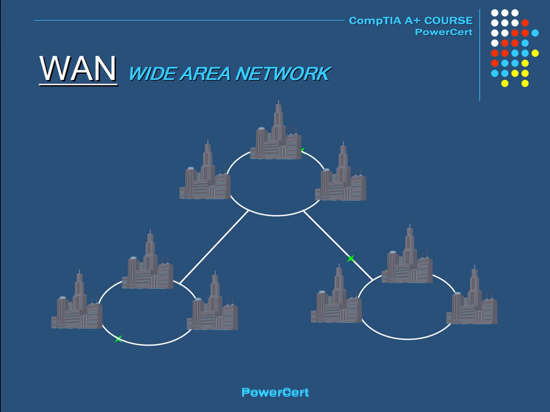And finally, there is the Wide Area Network, or WAN. And a WAN is the largest type of network. It's a network that spans over a large geographical area, such as a country, continent, or even the entire globe. A good example of a wide area network is the Internet.